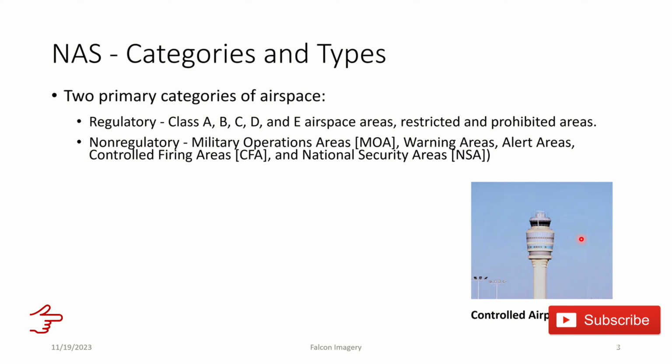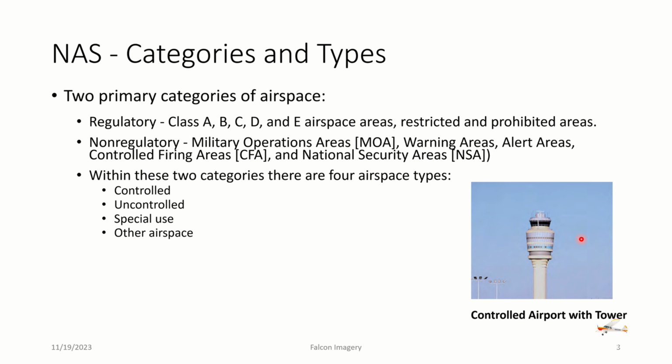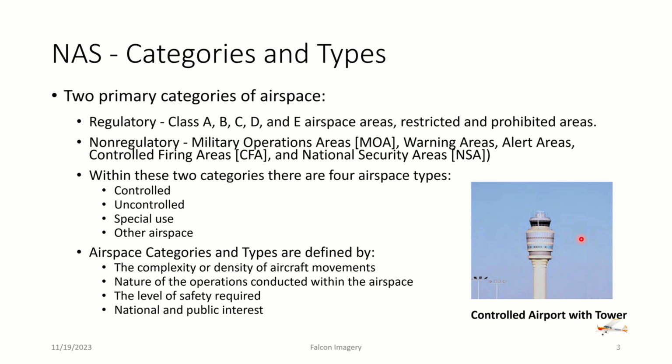There are two primary categories of airspace. Again, regulatory airspace, Class Alpha, Bravo, Charlie, Delta, and Echo airspace, as well as restricted and prohibited areas. And then for non-regulatory airspace categories, we have MOAs, or military operating areas, warning areas, alert areas, controlled firing areas, and national security areas. Within these two categories, there are four airspace types: the controlled, uncontrolled, special use, and other airspace, which I showed you in the previous slide.